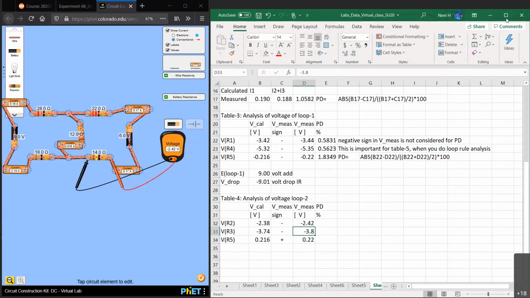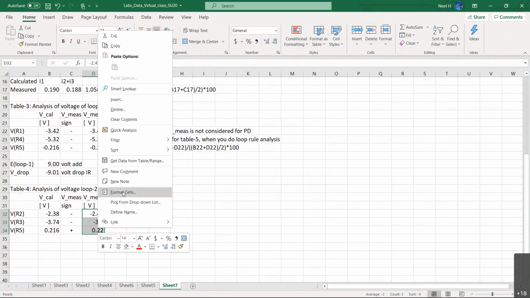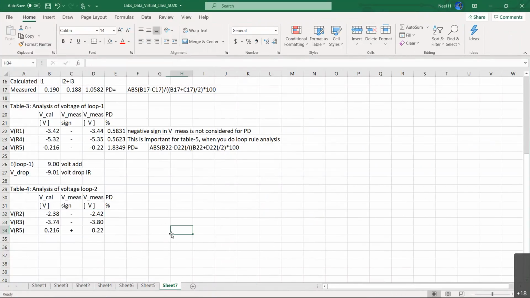Okay, good. Any question so far? And also make sure you format this to represent at least 2 decimal places. Let's do the percentage difference. Again, all of this information is still valid. Whatever information we discussed for table number 3, that negative sign actually represents the relative direction of the loop and the conventional current direction. All of that information is needed for table number 5 when we're doing the loop rule analysis. Okay, that's the plan.